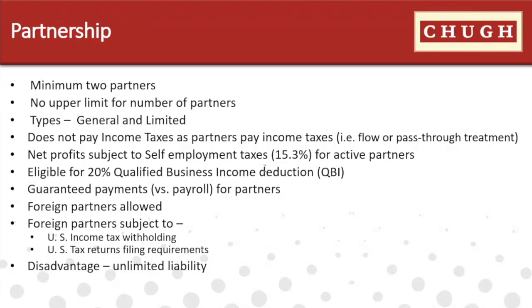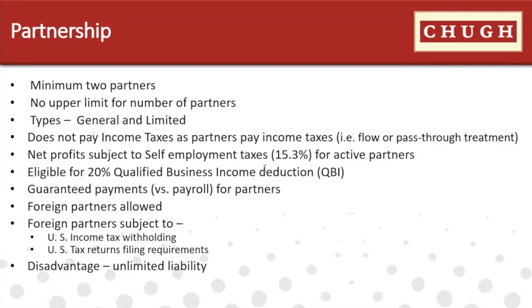The partnership entity does not pay tax, because the partners have to pay the tax. It's called flow-through or pass-through treatment. You use this term flow-through or pass-through, which means any profit made by the partnership does not pay the tax. It just gives it to the partners to take care of the taxes.